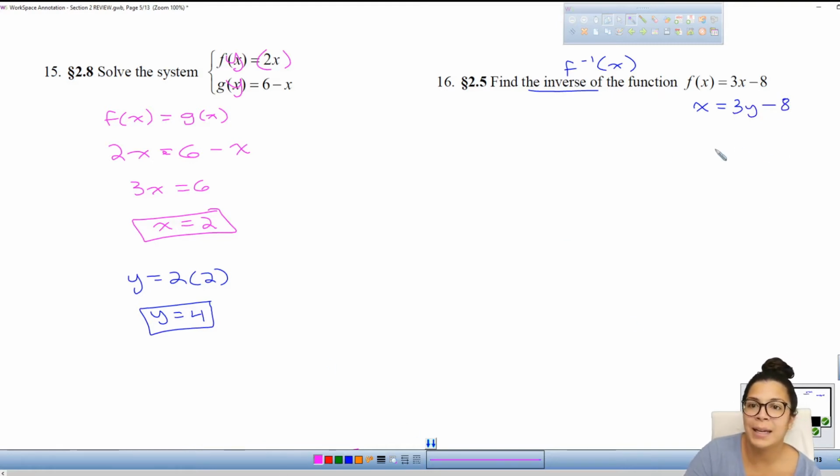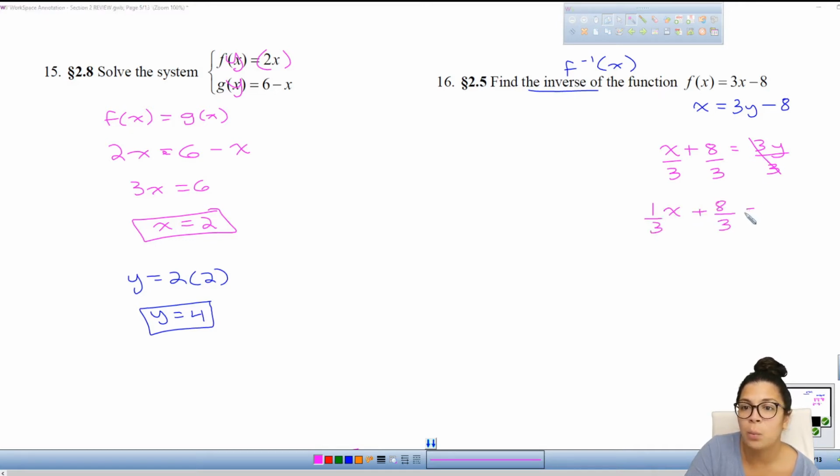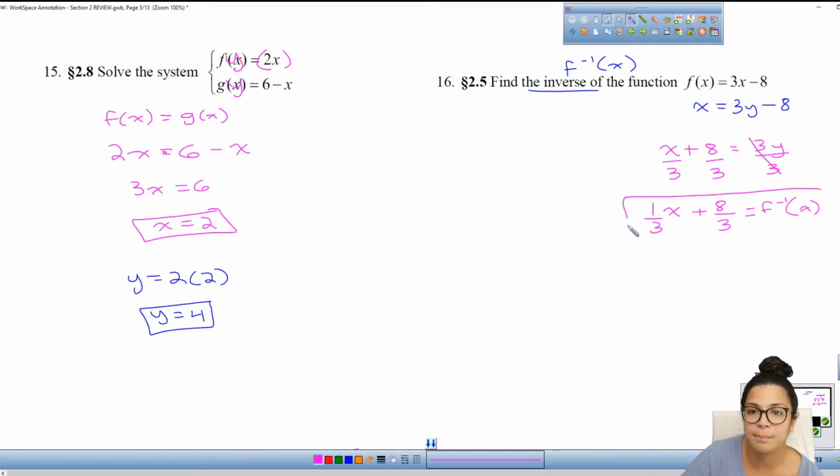So I need to add 8 on both sides. So we get x plus 8 equals 3y. And then we need to divide by 3 on both sides. Now, just like multiplying, I have to divide every single term. So I end up with 1/3 x plus 8 over 3. And that equals the y value. But remember, this is the inverse, right? So I can write it with inverse notation. So this is the inverse of f.